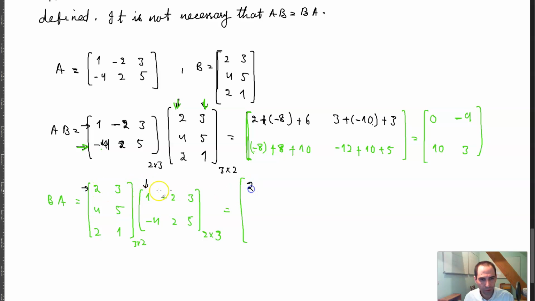2 times 1 is equal to 2, and 3 times -4 is equal to -12. Then this row and this column, so 2 times -2 is equal to -4, and 3 times 2 is equal to 6, and then you have 2 times 3 is equal to 6, and 3 times 5 is equal to 15. Then we said that it's a 3 by 3 matrix, meaning that you have 3 rows and 3 columns.